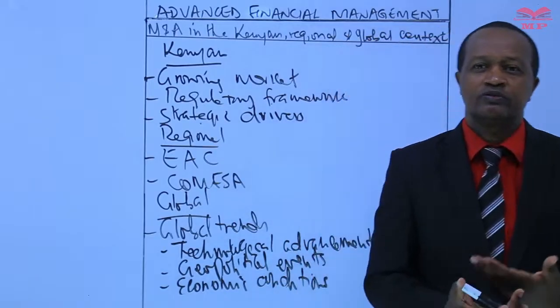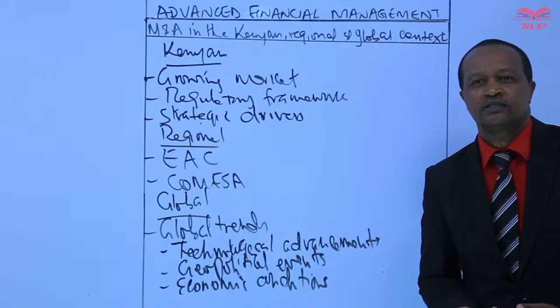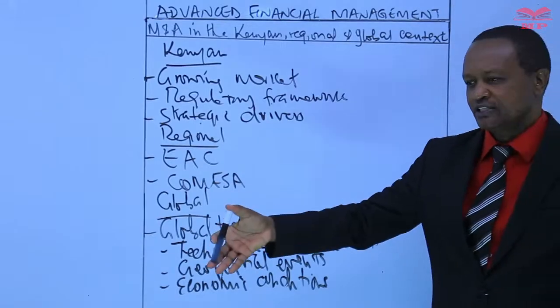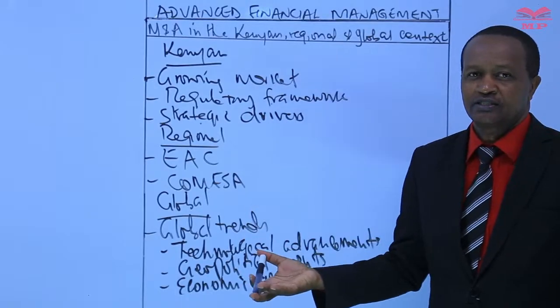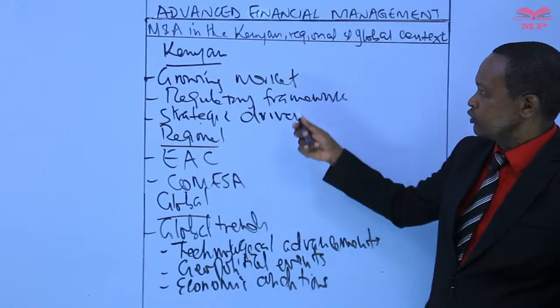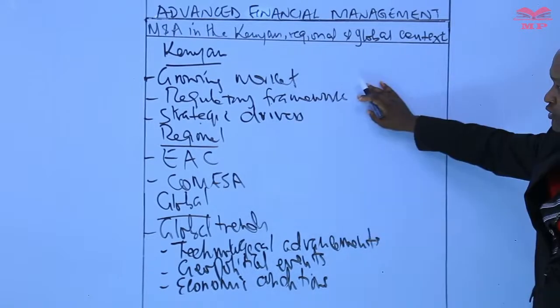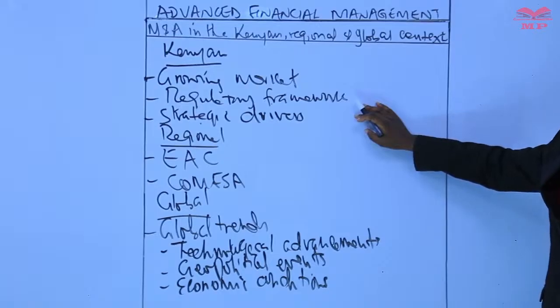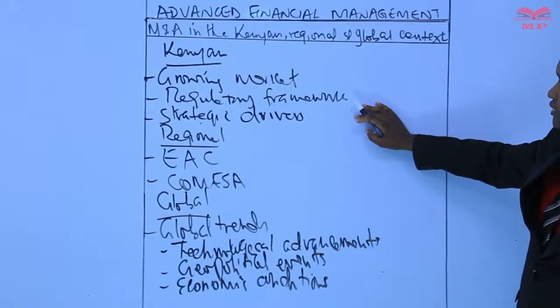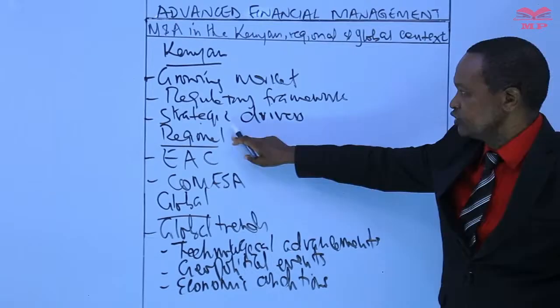In this lesson, we've learned that Kenya has seen a rise in mergers and acquisition activities, which are driven by many factors. I've mentioned growing market. Kenya has put in place a regulatory framework. We also have certain other strategic drivers where companies pursue mergers to expand market share, to diversify their operations, and also to gain access to new technologies.